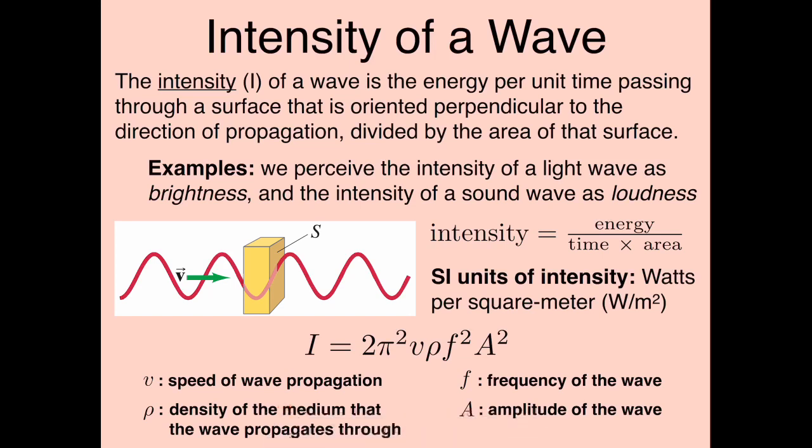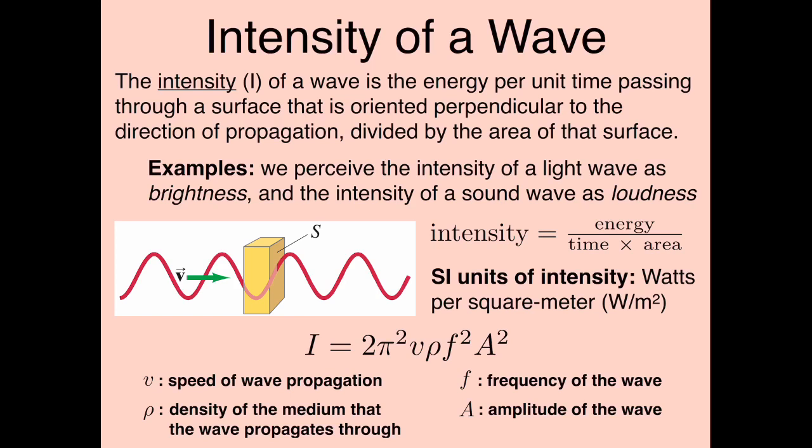Now, to give you some more concrete examples, let's think about the intensity of a light wave. When we talk about the intensity of the light wave, that's what we perceive as brightness. So when a light looks really, really bright, it has a very high intensity. When we talk about the intensity of a sound wave, that's what we perceive as loudness. So a very low intensity sound wave is very hard to hear. A very high intensity sound wave sounds very loud, okay?